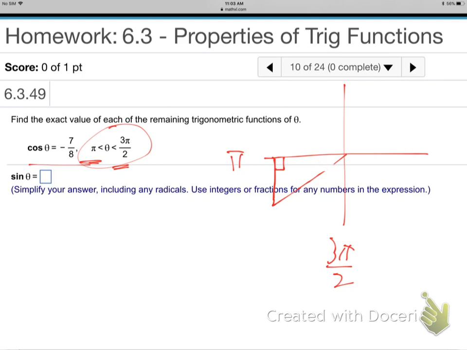Let me draw that a little bit better. Theta's in the third quadrant. Okay, so theta's in the third quadrant, and it says the cosine of theta is negative 7/8. So now remember, this is theta, this is the hypotenuse, so this side's the adjacent, because adjacent means next to it, right? And this is the opposite. Remember how that works? On that, remember all that trig stuff?